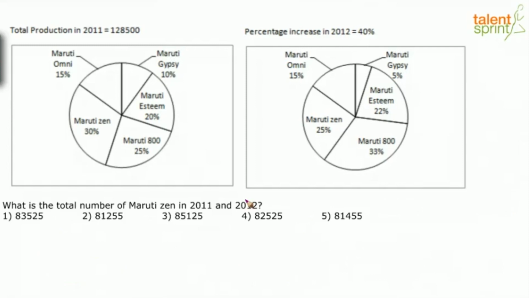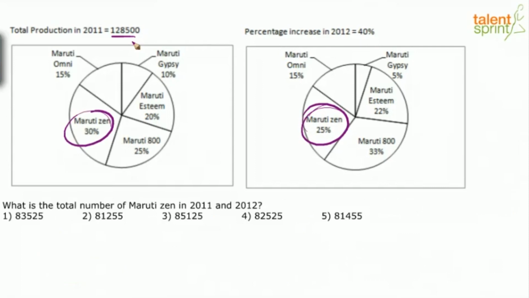83,525. So if all others are able to solve it, I'm sure those who have skipped can also do it. What do we do? Look at it. What is the total number of Maruti Zen in 2011 and 12? Now Maruti Zen in 2011, 30% off, 1,28,500. Maruti Zen in 2012, 25% off 140% off, 1,20,500.